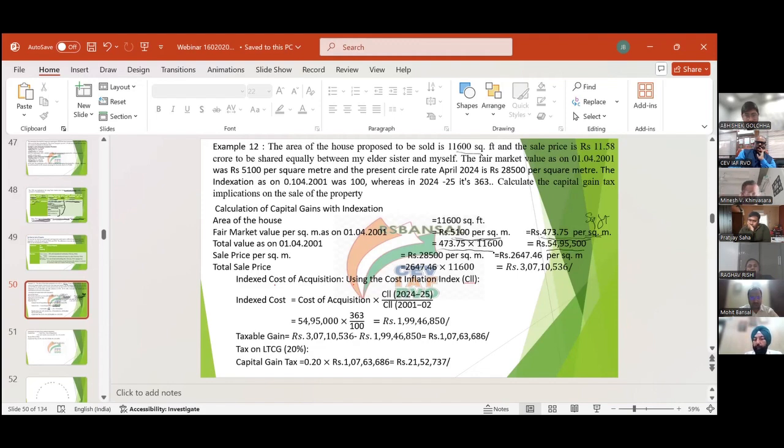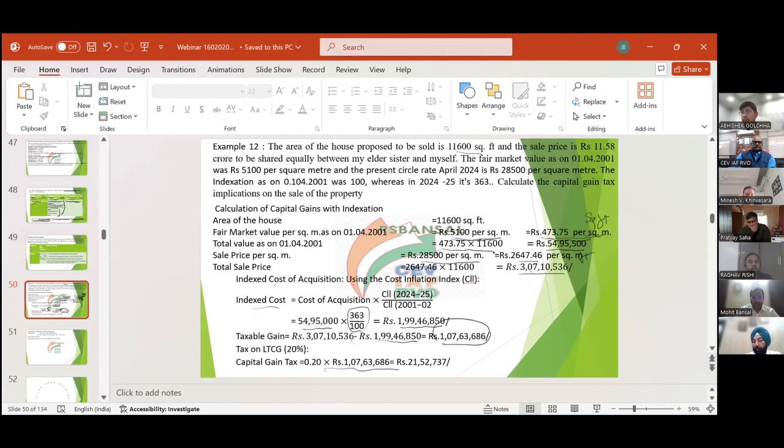54,95,500 is the cost. The sale price is 28,500 per square meter, which is 2,647.46 per square feet. So the sale price comes out to be 3 crore 7 lakh 10,536. You calculate the indexed cost: 54 lakh 95,000 into the indexation factor, 1 crore 99 lakh 46,850. So taxable gain is 3 crore 7 lakh 10,536 minus 1 crore 99 lakh 46,850. This is the taxable gain.